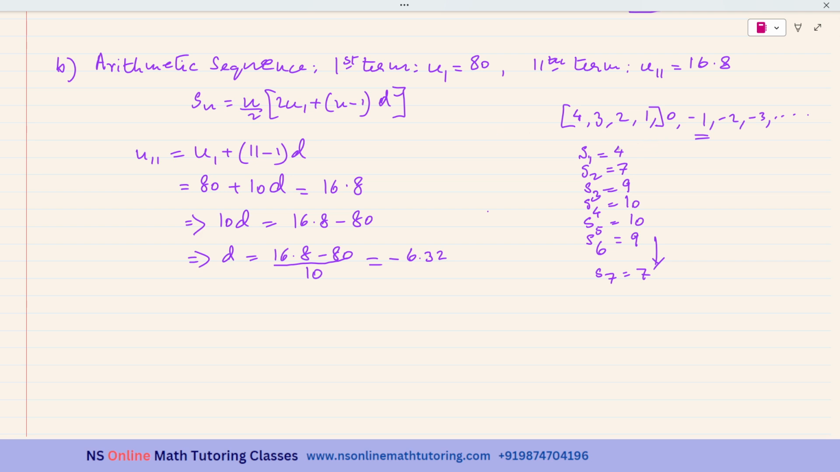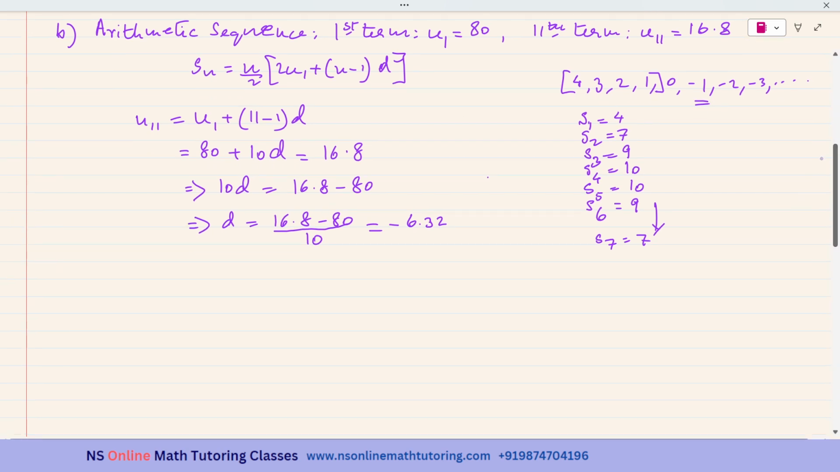Since we are adding, we can call this an arithmetic series. We have to get the number of positive terms in this arithmetic series. So we are interested in the un values which are greater than 0, and we have to get the value of n, which is the largest positive term. So what is un? It is u1 plus n minus 1 times d. This should be greater than 0.